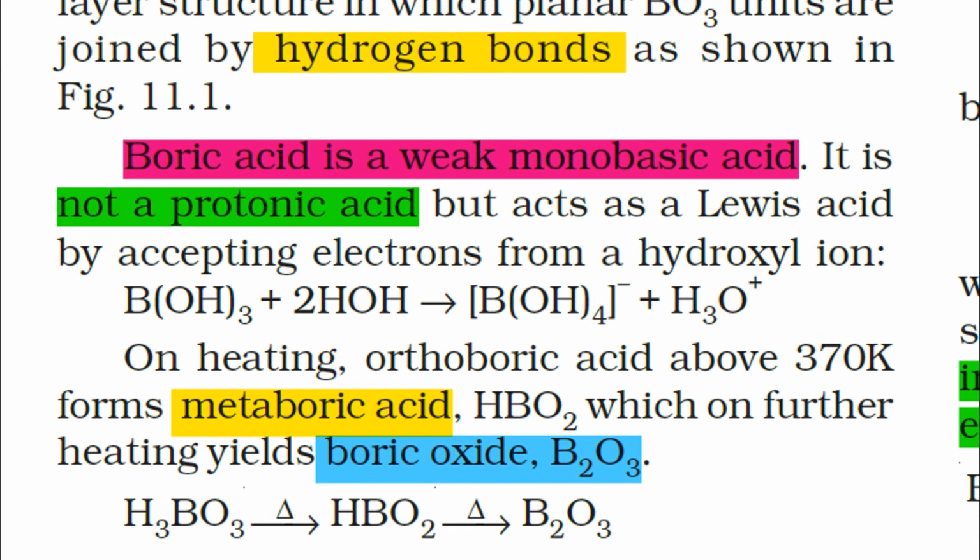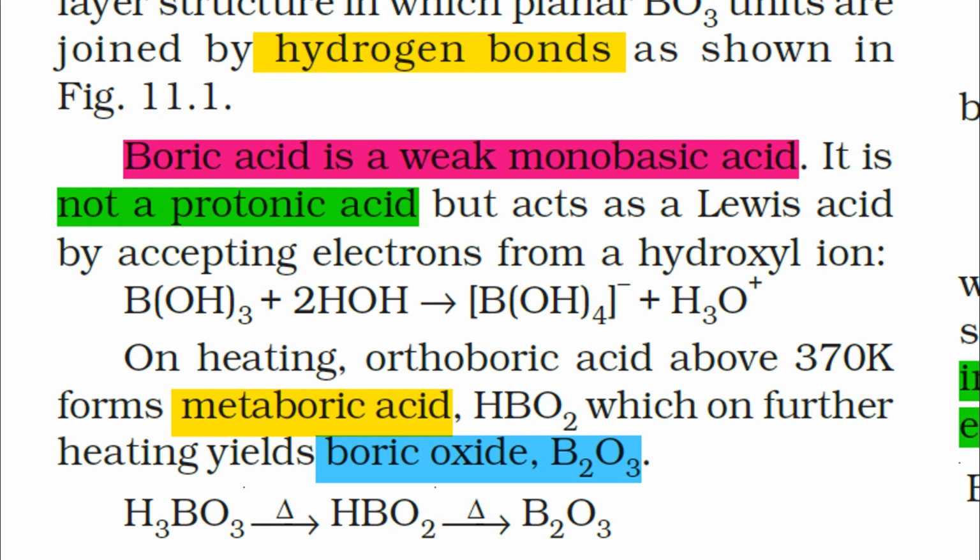Next, on heating, orthoboric acid above 370 Kelvin forms metaboric acid, HBO2, which on further heating yields boric oxide, that means B2O3. So you can say that B2O3 is an anhydride of H3BO3. This is the main reason why this paragraph is there. In exam it can ask what is the anhydride of orthoboric acid. Remember, anhydride is formed when we remove all hydrogen by using water. So 2H3BO3 minus 3H2O gives rise to B2O3.